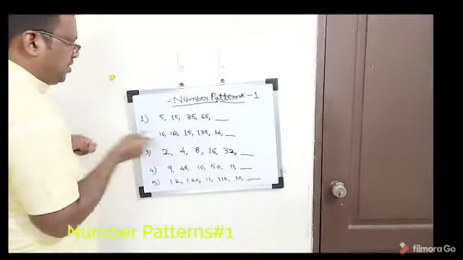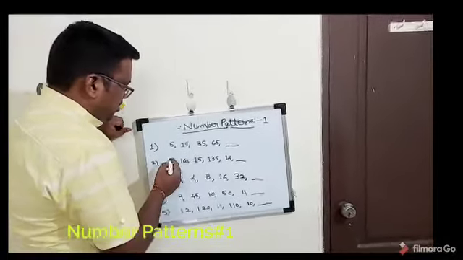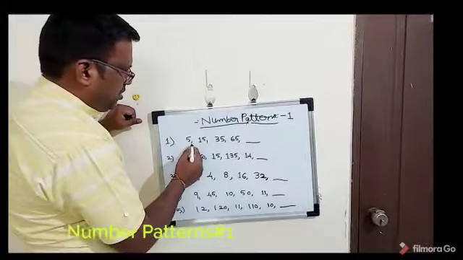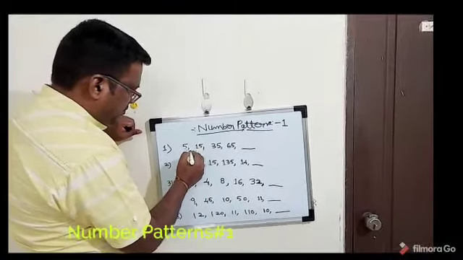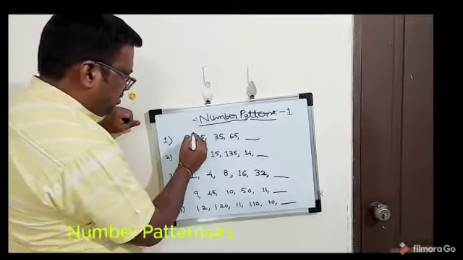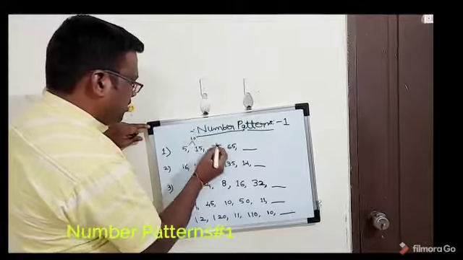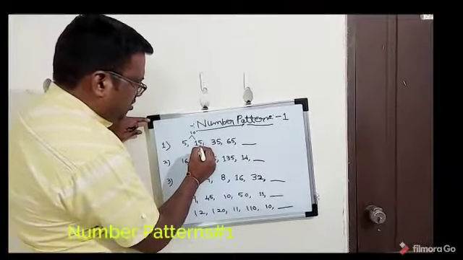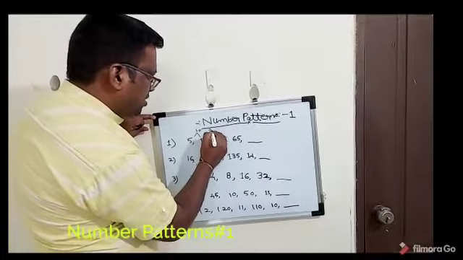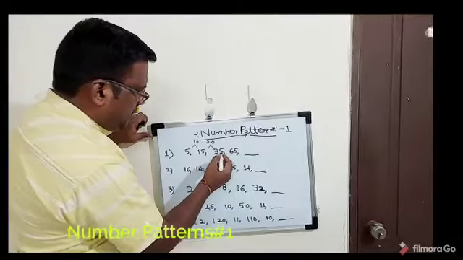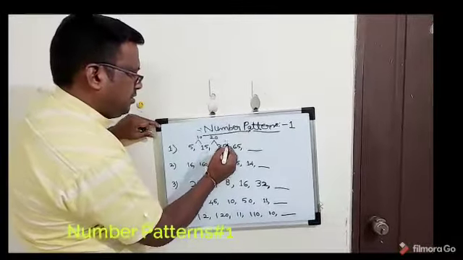If you see the number pattern here, it was given as 5, 15, 35, 65. First we need to understand how the relationship is between the first number and second number. Between 5 and 15, the difference is 10. Between the second number 15 and 35, 35 minus 15 gives a difference of 20. And between the third number and fourth number, 65 and 35, the difference is 30.